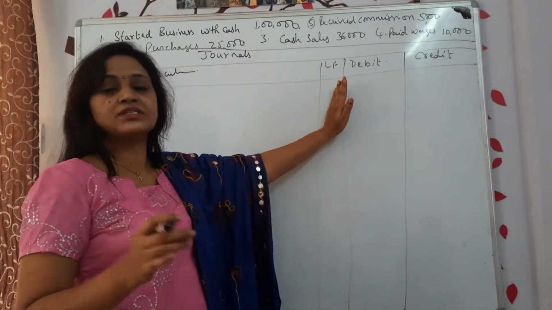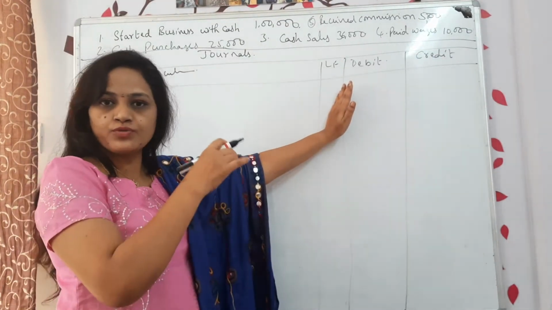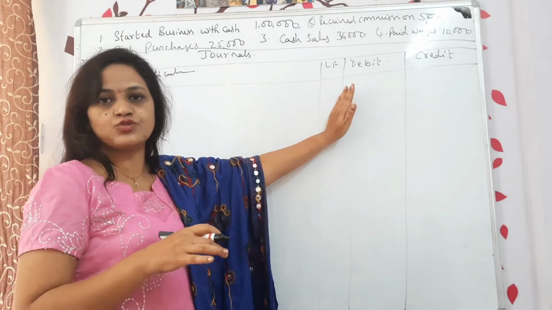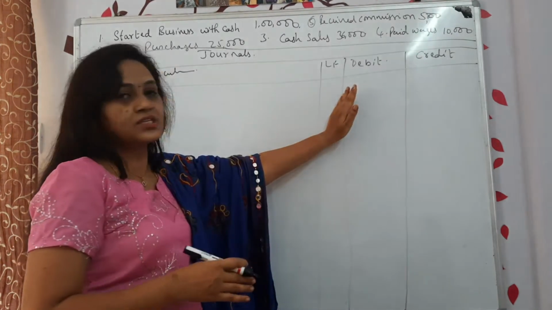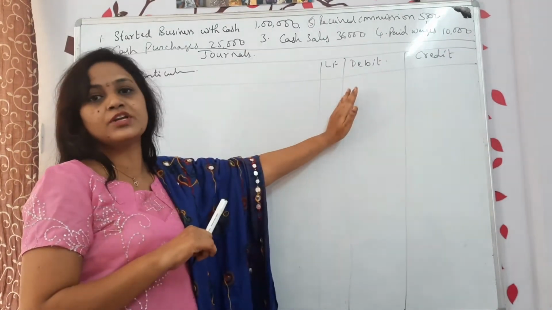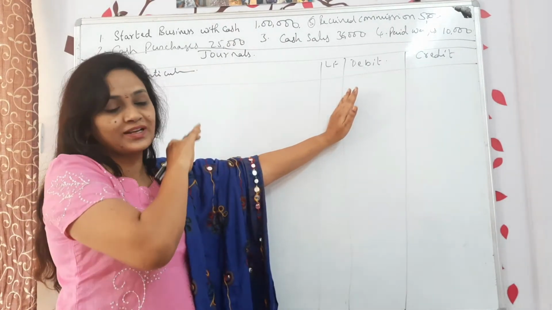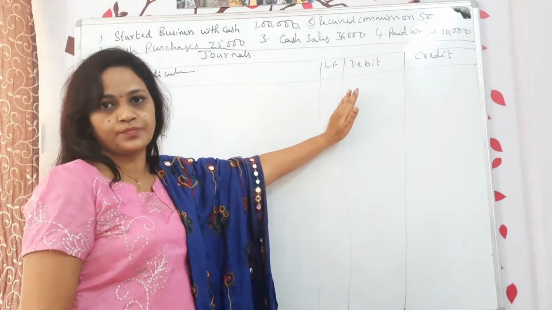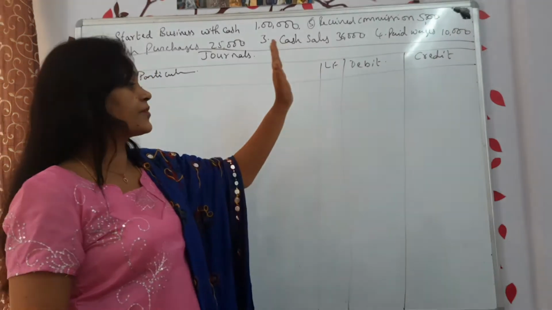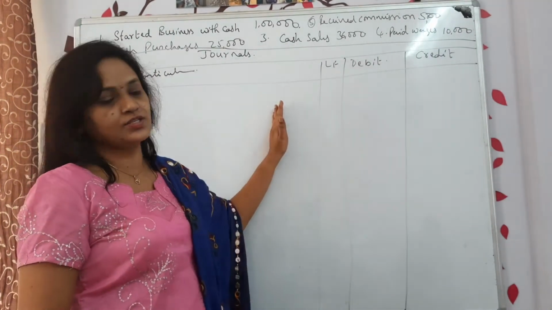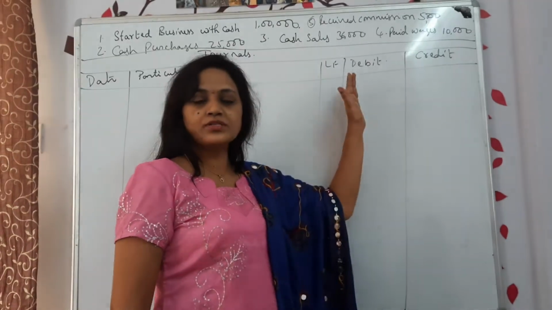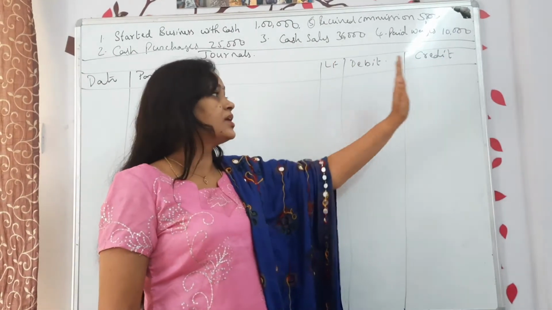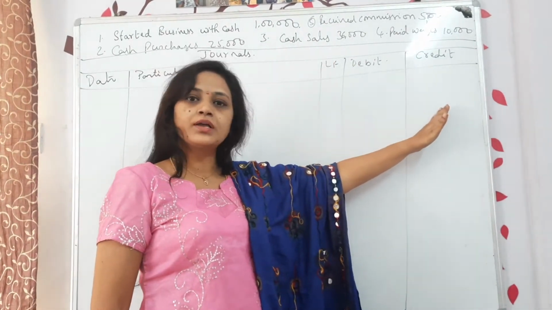Ledger folio, this is really very important. We never use this ledger folio when studying in the education mode. But if you don't give the ledger folio column, they will cut off 1 mark for sure. Ledger folio means from which page you have taken the transaction. Next, debit, the amount you are going to debit. Credit, the amount you are going to credit.